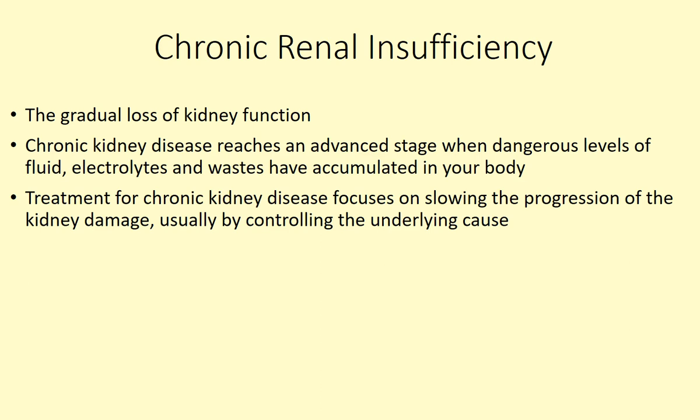All right, so if all else fails, you will have chronic renal insufficiency. This is a gradual loss of kidney function. Chronic kidney disease reaches an advanced stage when dangerous levels of fluid, electrolytes, and waste have accumulated in your body. At this point, your potassium is like 6, your sodium is 150, and your BUN and creatinine are off the charts, to a point where your body is literally becoming poisoned. Treatment for chronic kidney disease focuses on slowing the progression of the kidney damage, usually by controlling the underlying cause.